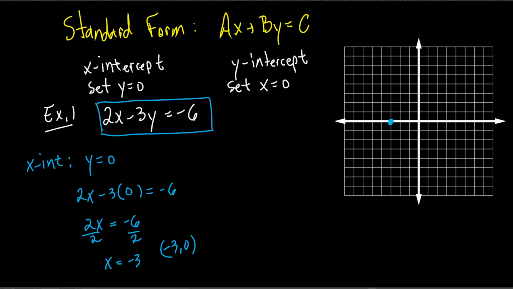Let's do that in a different color. We're going to do kind of the same thing, except this time, instead of setting y equal to 0, what are we going to set? We're going to set x equal to 0. So now I'm going to find the y-intercept. In order to find the y-intercept, I set the other one, which is x, equal to 0.